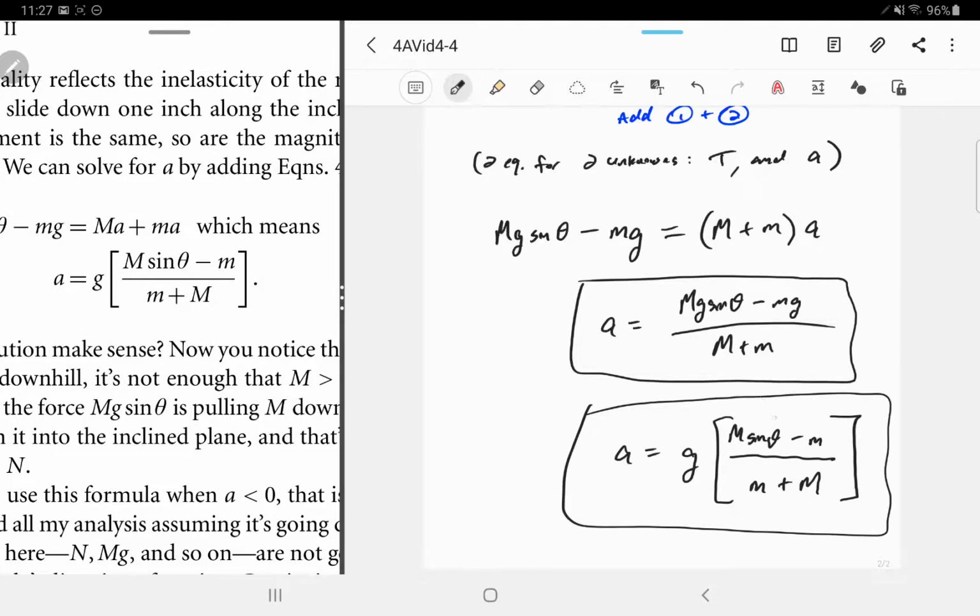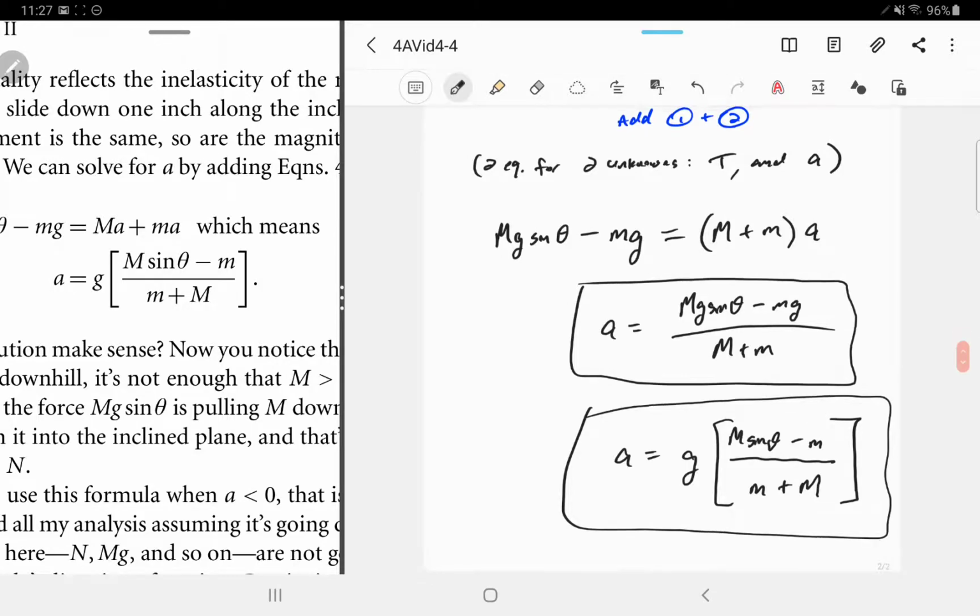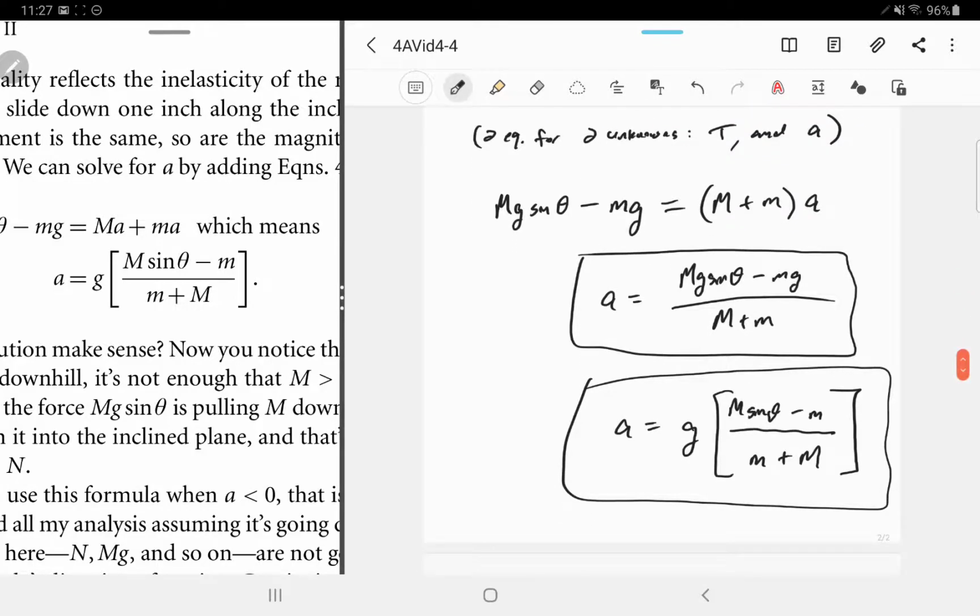So you can see that there's a fight between these two things. It's the component of the capital M's weight along the ramp compared to lowercase m, the mass that's hanging. So whichever one of those two things is bigger is going to determine which direction the system will accelerate. All right? So you can see also the dependence on theta right there.